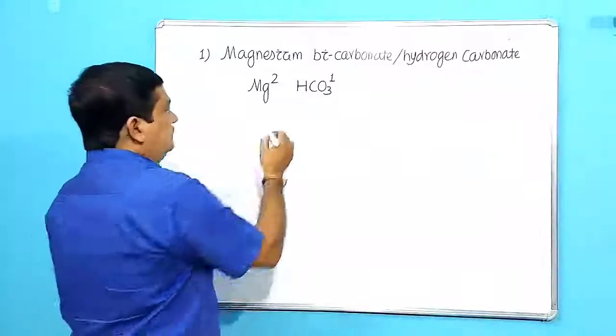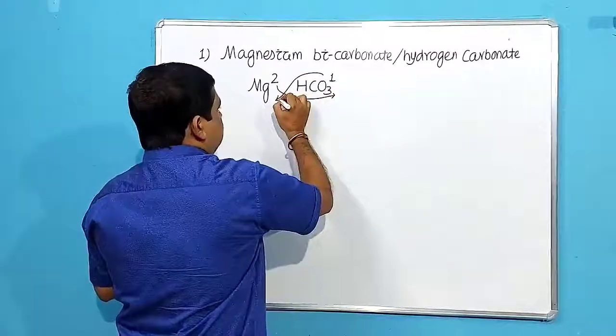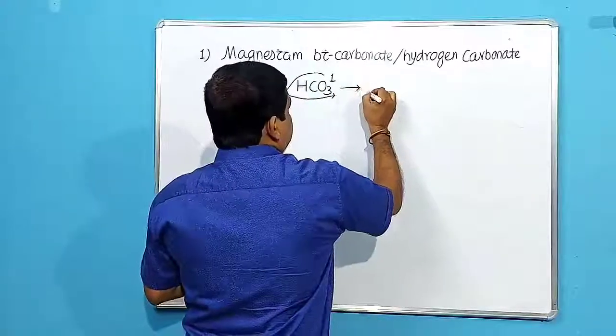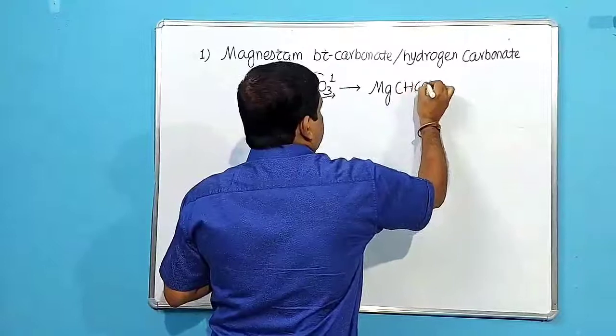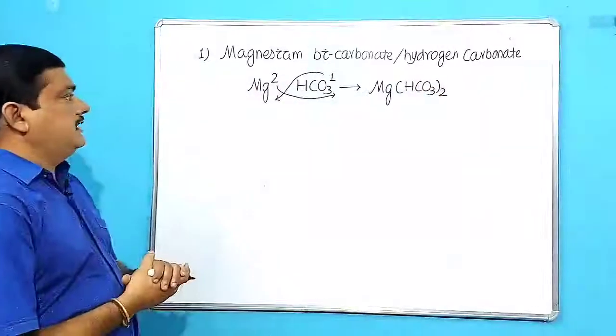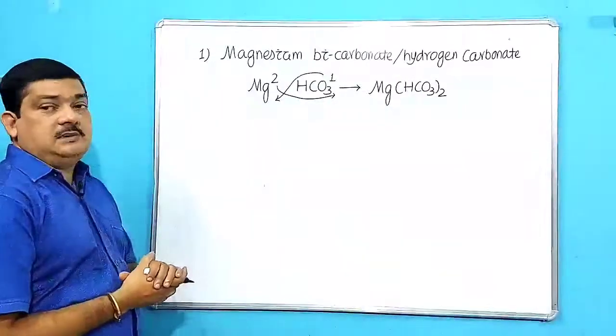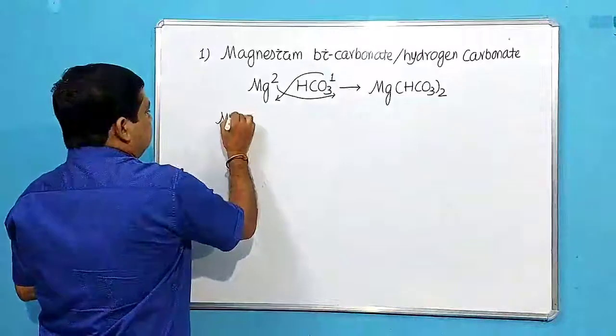Okay. So what will be the formula? Now I told you 2 will come here, 1 will come here. So it will be Mg(HCO3) whole 2. This is the formula of magnesium bicarbonate or magnesium hydrogen carbonate. Then we will find the molecular mass.